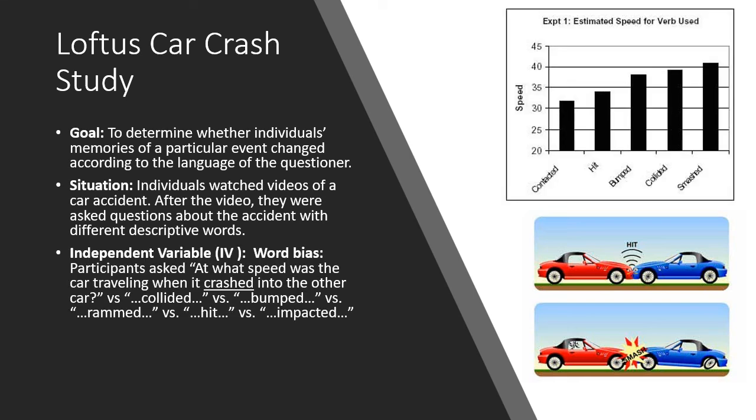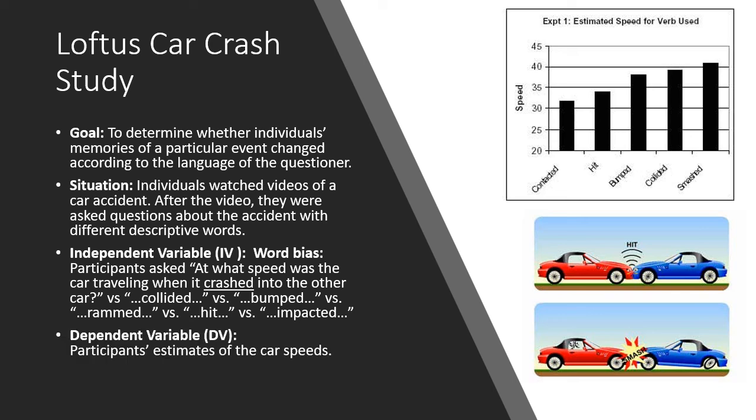The independent variable was what we might call word bias. Participants were asked at what speed was the car traveling when it crashed into the other car, and then they changed the phrasing of it: collided with the other car, bumped the other car, rammed the other car, hit the other car, impacted. So they changed the valence or emotion of the words they used. And you can see up here that the more violent the words that were used in the interview, the higher the eyewitnesses estimated the speed.